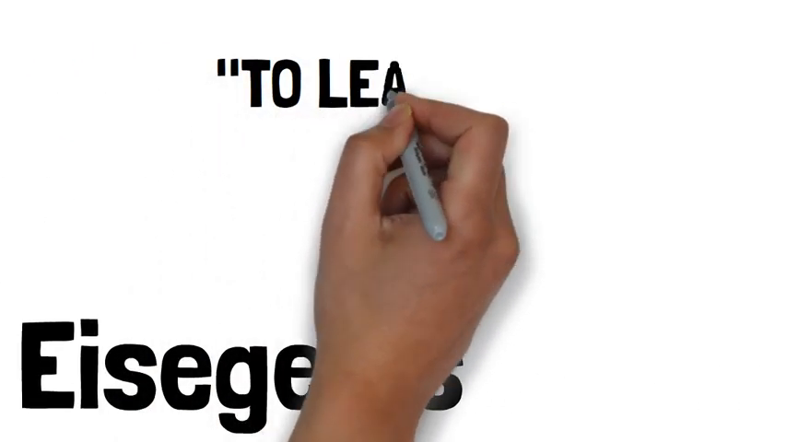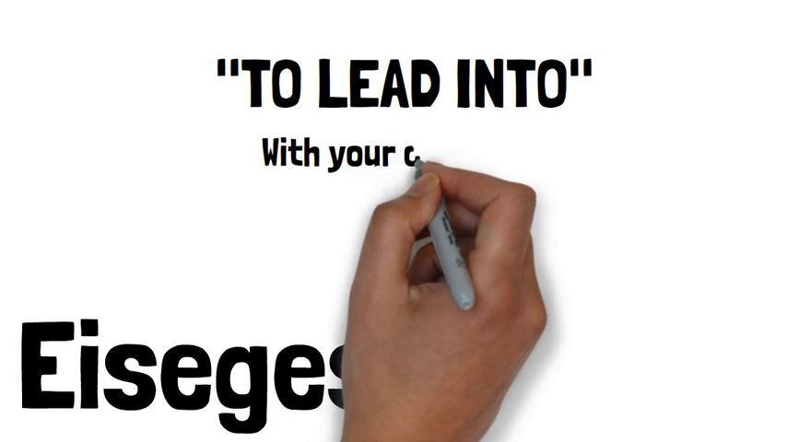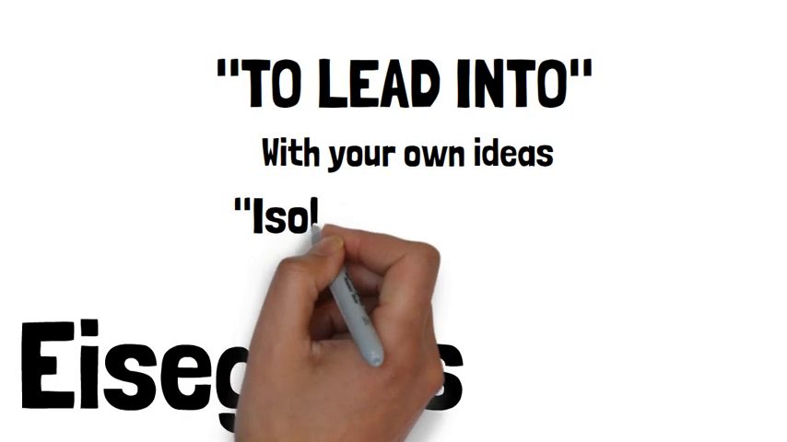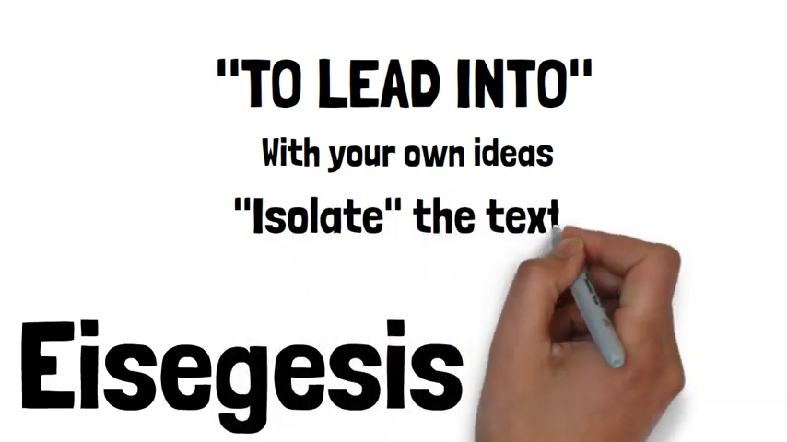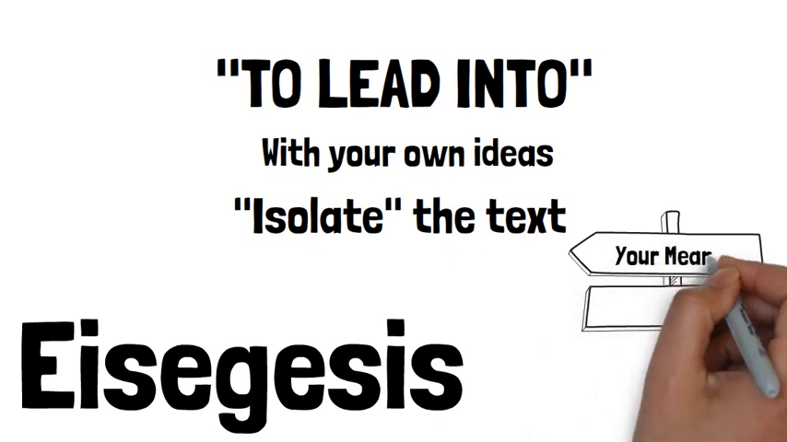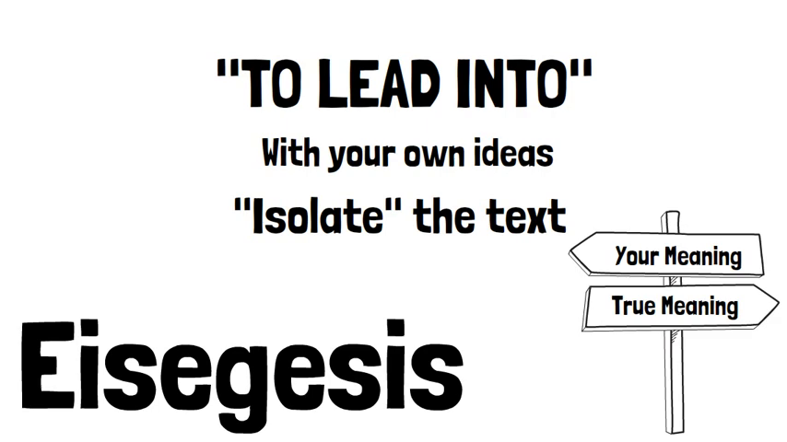Moving on to eisegesis, which means to lead into an interpretation of a text by reading into it with your own ideas, trying to make the text say something it doesn't, in order to prove your beliefs while misusing a Bible verse. I remember eisegesis by hearing the sound "iso." You isolate the text and try to make it sound like it's saying something it isn't in order to try to prove your doctrine.